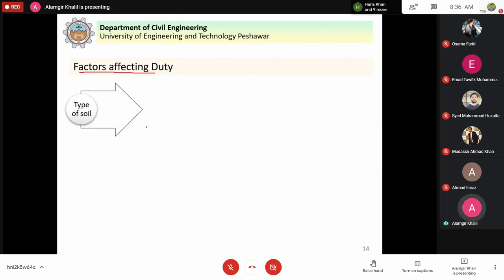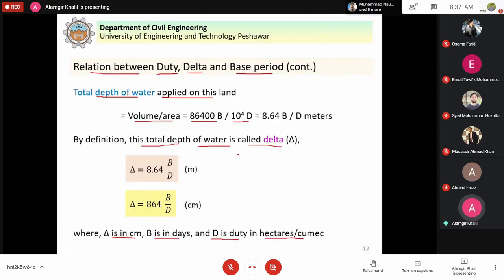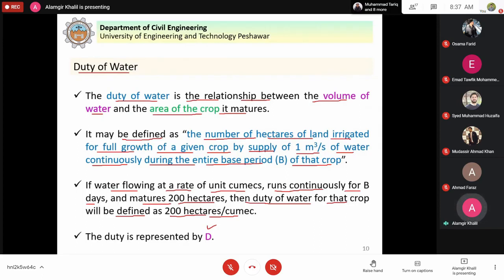The type of soil. So we have coarse grained soil, percolation losses will be high, and this will result into low duty. When water is lost, then the area that it will irrigate will decrease. Clear? Because you see here the duty definition that we defined is the number of hectares of land irrigated for full growth of a given crop by supply unit discharge continuously during the base period. So if there are losses, then the number of hectares of land will decrease, so it will decrease the duty of water.